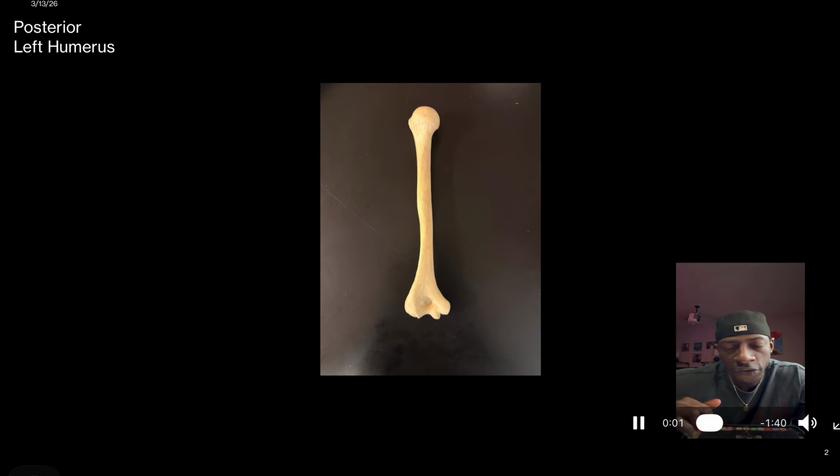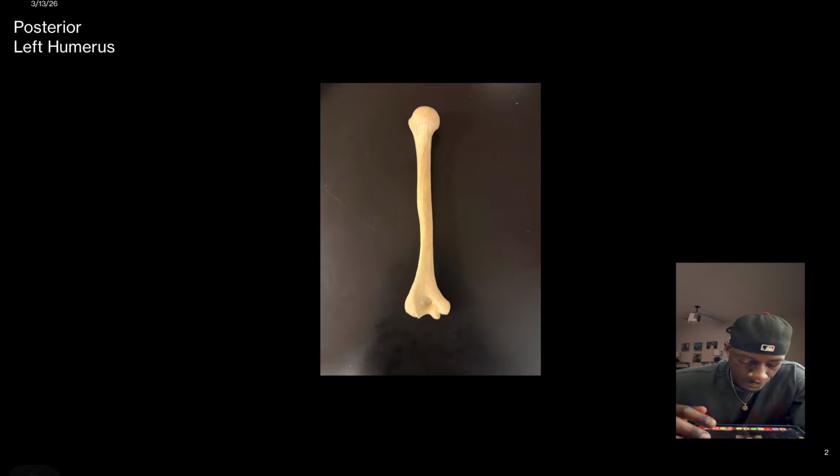And then now we have a posterior image of the same left humerus. First, we have the radial groove, not to be confused with the deltoid tuberosity. This is on the other side. Radial groove, this is on the other side.